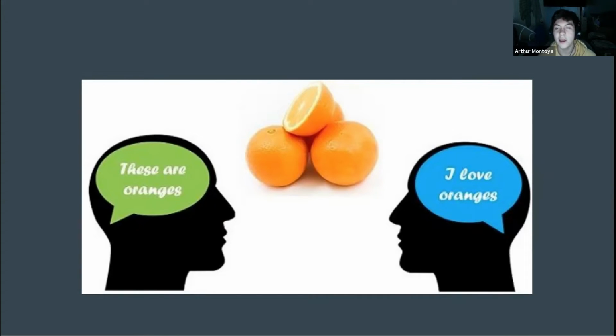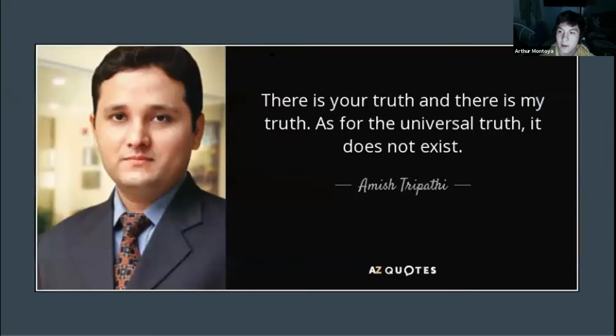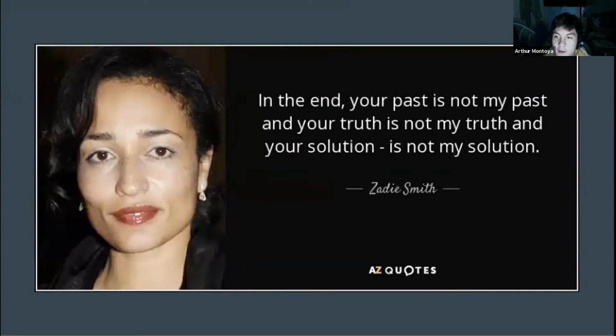People will say, I have my truth, you have your truth. And I have two quotes right here, two examples of that. "There is your truth and there's my truth. As for the universal truth, it does not exist." "In the end, your past is not my past, your truth is not my truth, and your solution is not my solution." So this could be true for some things, things that regard preference, but it can't be true about objective claims about reality. And oftentimes people extrapolate this idea of different truths to objective things when it's only supposed to be subjective things.